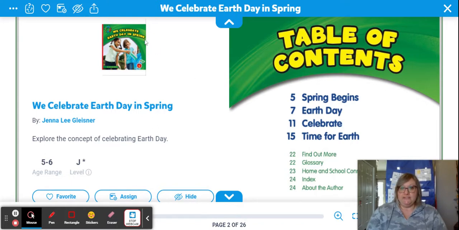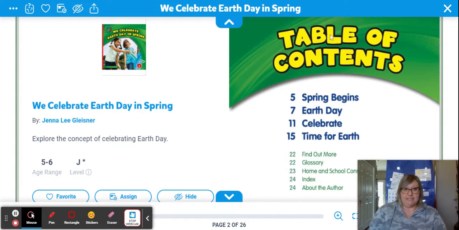So we celebrate Earth Day in spring. The author is Jenna Lee Gleisner. I'm noticing that this is an informational book. So I want to think about, I know we're talking about informational books in our writing. I want to pay attention to how this writer, this author, gives me facts and information about Earth Day.